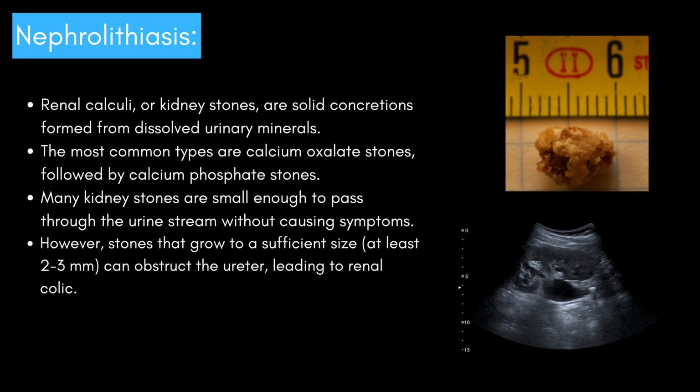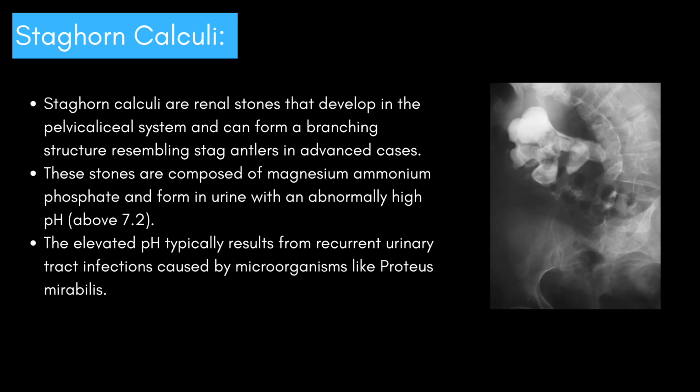Let's start off by taking a look at nephrolithiasis. Renal calculi, or kidney stones, are solid concretions formed from dissolved urinary minerals. The most common types are calcium oxalate stones, followed by calcium phosphate stones. Many kidney stones are small enough to pass through the urine stream without causing symptoms. However, stones that grow to a sufficient size, at least 2 to 3 millimeters, can obstruct the ureter, leading to renal colic.